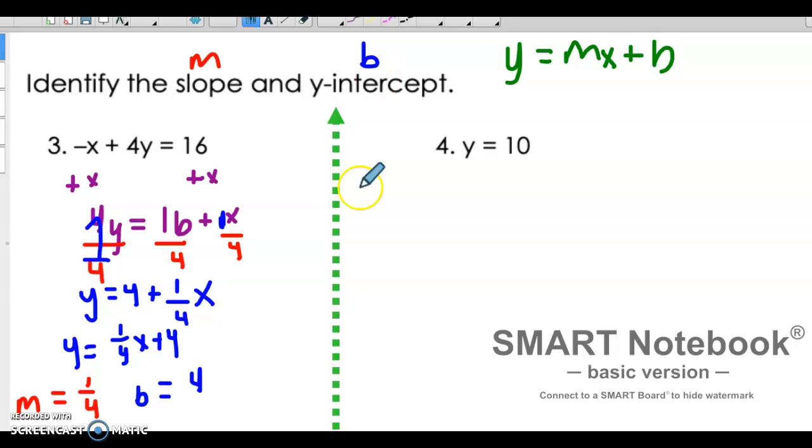Number 4, we have the equation y equals 10. This one is kind of tricky. Remember that y equals is the equation of a horizontal line. So here we have a horizontal line where the y value for every single point on the line is 10. So when you have a horizontal line, your slope is actually 0.